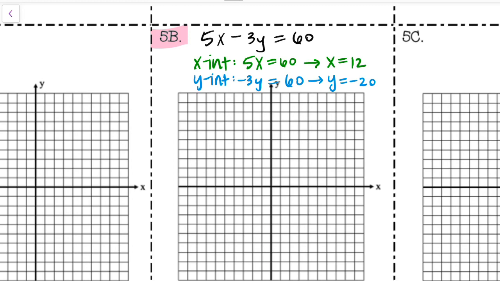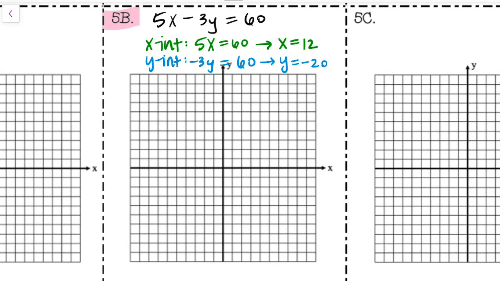Now you'll notice both of those numbers are bigger than 10, but we only have 10 tick marks in any direction. So what we get to do is count by something other than ones. So both on our x-axis and our y-axis, we are going to count by 2s. So our x-intercept is going to be all the way over at 12. So if we're counting by 2s, we got 2, 4, 6, 8, 10, 12. There goes my x-intercept. My y-intercept is negative 20. So we've got negative 2, negative 4, negative 6, negative 8, 10, 12, 14, 16, 18, negative 20.